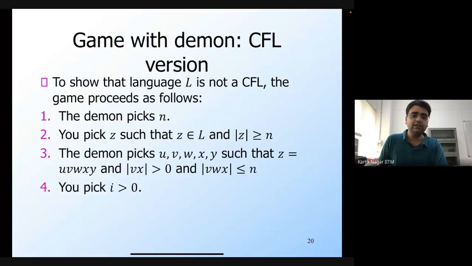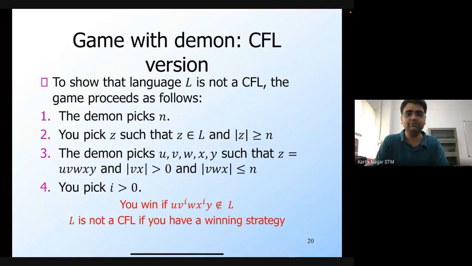And then I am going to pick some i. When will I win? I win this game if I pick an i such that u v^i w x^i y is not in L. So if I pump v and x in tandem i times, then the resulting string is not in L. If I have a winning strategy, which means that no matter what the daemon picks in steps 1 and 3, then L is not a CFL.